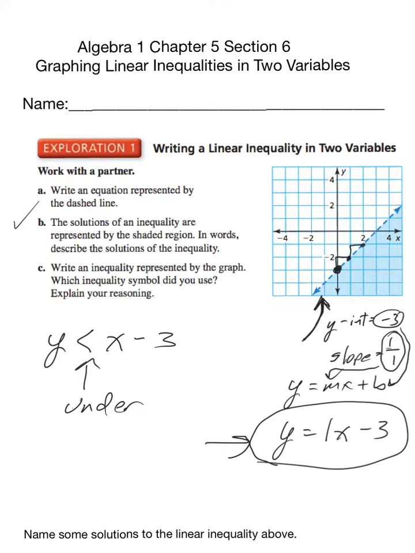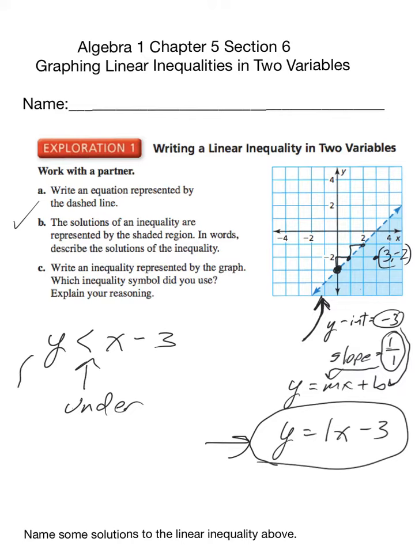Let me give you an example of a point that's inside that region. So let's take (3, -2). Looking at the graph, you've got the point (3, -2). It is in the shaded region. So what I want to do is plug that value into the inequality and see if it works. And of course it should work.